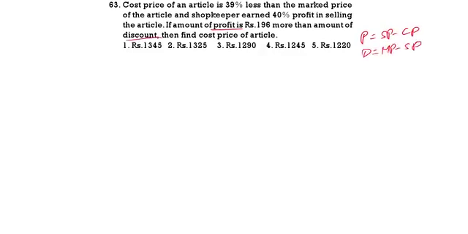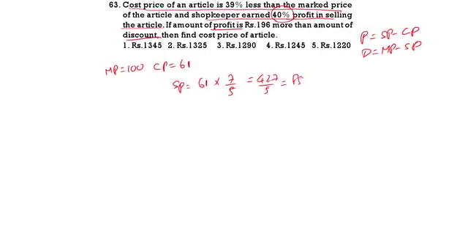Now see here. The cost price of the article is 39 less than the mark price. So if we take mark price 100, cost price will be 39 less, that is 61. And the shopkeeper made 40% on selling that article. So what is the selling price? 61 into 7 by 5, that is 40% profit means 140 by 100, which means 7 by 5. That will be equal to 427 by 5. That is 85.4. This is the selling price.